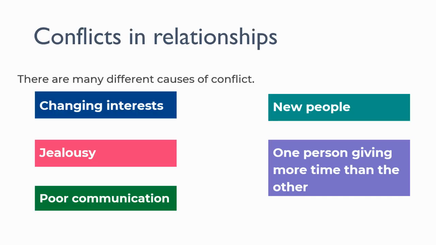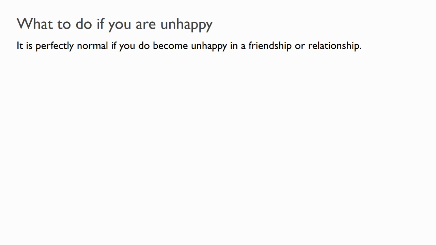And there are many different reasons for conflict in relationships. It could be changing interests, it could be jealousy, it could be poor communication between friends. It might be that there's new people, and friends often meet new people and make new friends. Or it might be that one person is giving more time to the friendship than the other. So what should you do if you are unhappy? Well, it's perfectly normal if you do become unhappy in a friendship or relationship. Friendships flourish over time and some friendships break down over time, and that is completely normal.